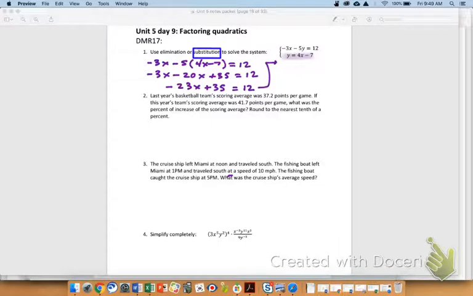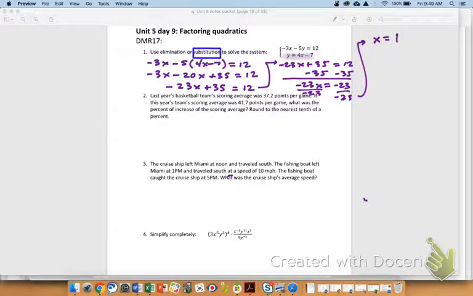And then finally, what I can do here is do my regular equation solving methods. So I would subtract the 35 from both sides. This would give me negative 23x equals negative 23. And then I would divide both sides by negative 23. This would give me x is equal to negative 23 over negative 23, which is just positive 1.